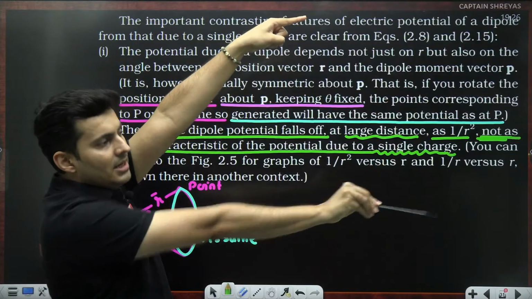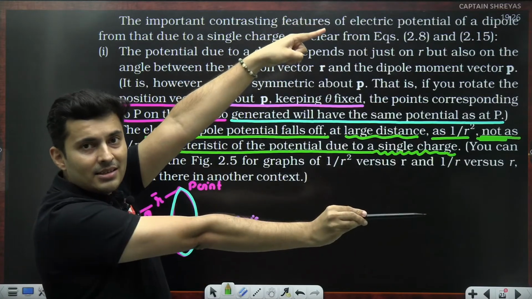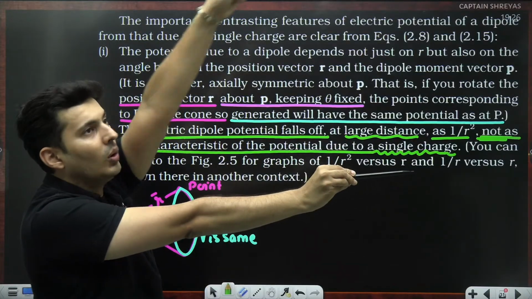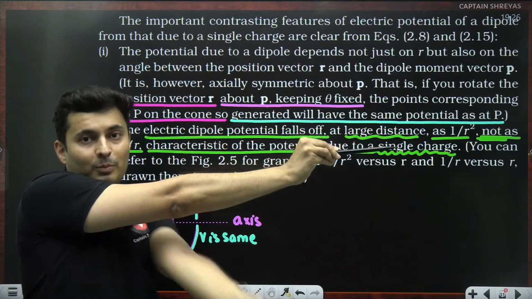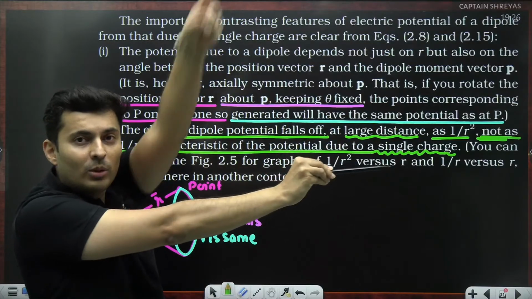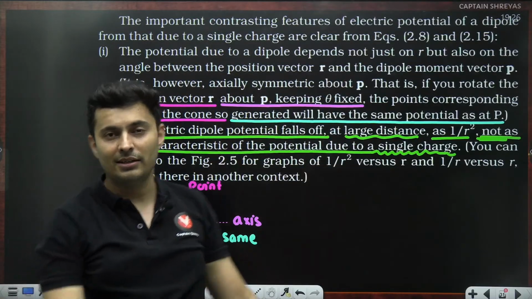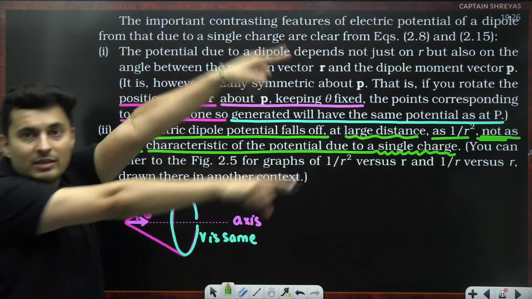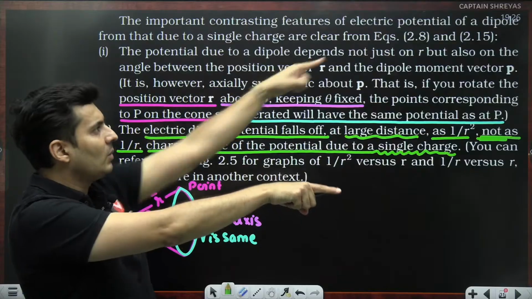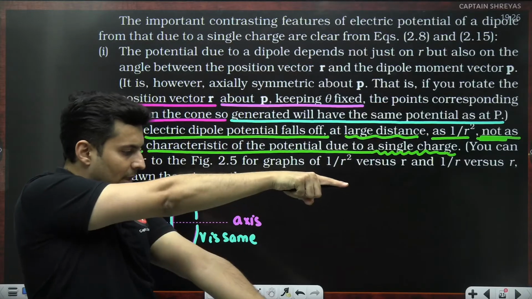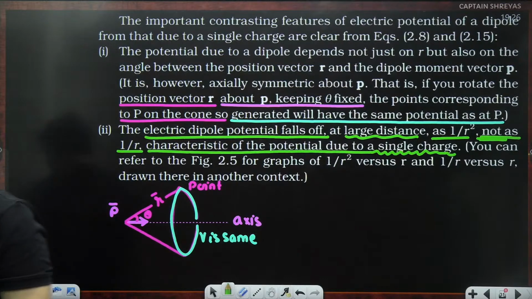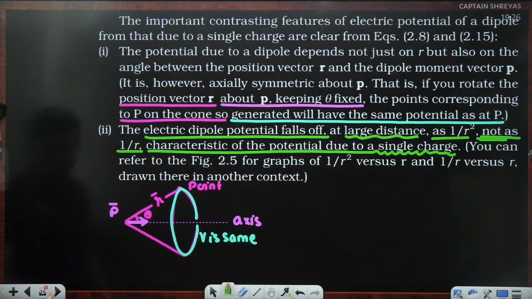So the dipole moment becomes like the axis, and all the points which are at the base of this particular cone will have the same volts, 5 volts, 6 volts, 7 volts, whatever it is. Are you able to visualize it now? Because of symmetry, whether I go like this, like this, or like this, same distance, same angle, voltage will be the same. Okay, cool, great.